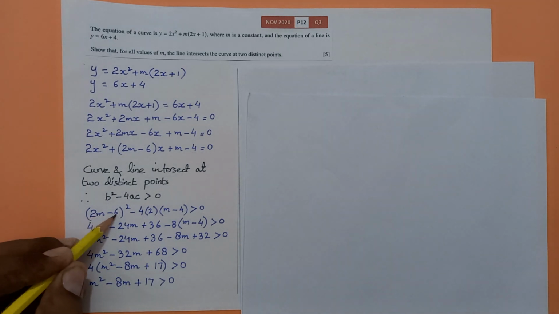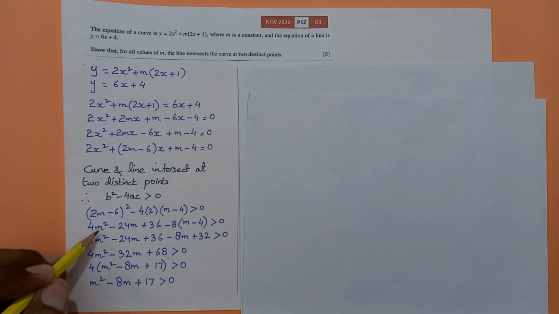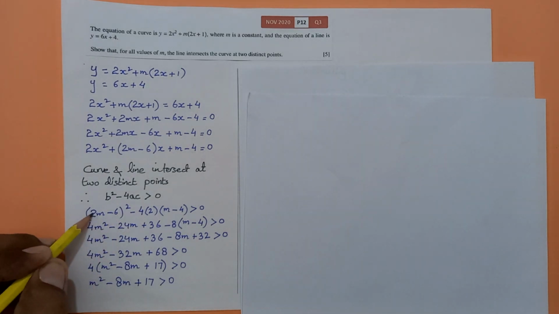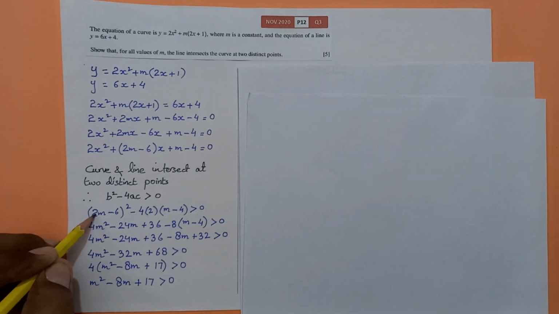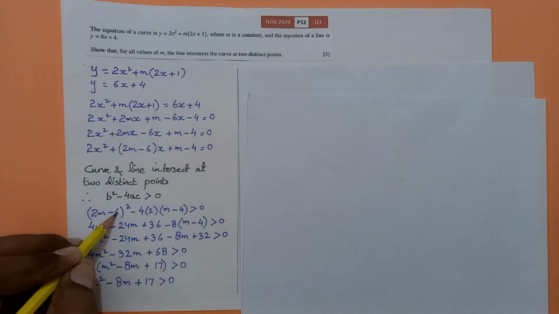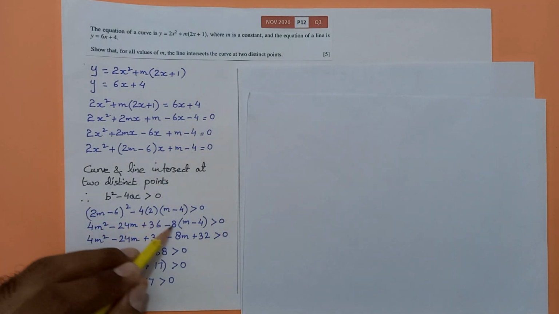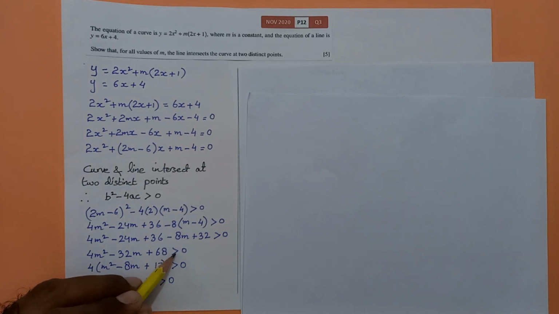Use the formula (a - b)² = a² - 2ab + b². 2m squared is 4m², minus 2 times 2m times 6 would be 24m, and then we have b², that means 6² is 36, and then 4 times 2 times (m - 4), we get this result. Rearrange them, and after rearranging we have the condition 4m² - 32m + 68 greater than 0.